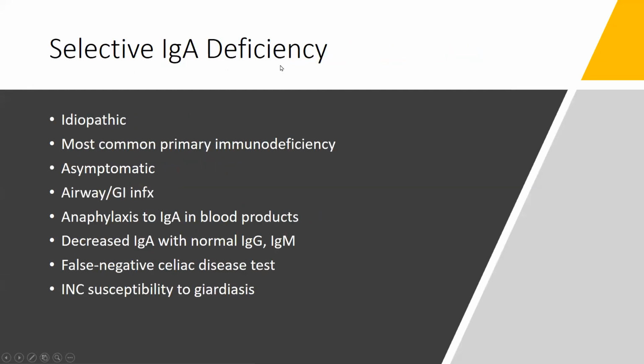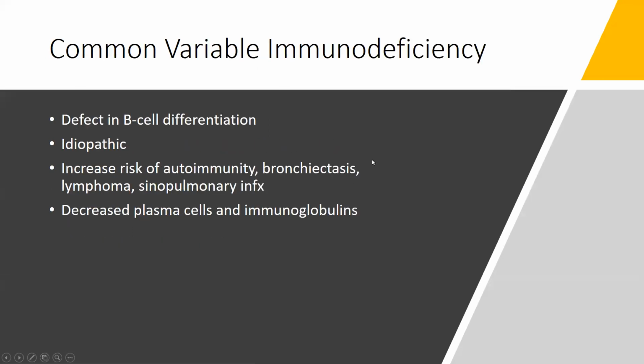Selective IgA deficiency, it's idiopathic, and it's the most common primary immunodeficiency. That's what I would have with this one. That would be my memory pathway here. You will see less IgA. Common variable immunodeficiency, you'll have defects in B cell differentiation. So autoimmunity is going to be at an increased risk.